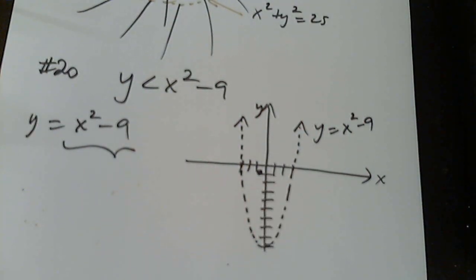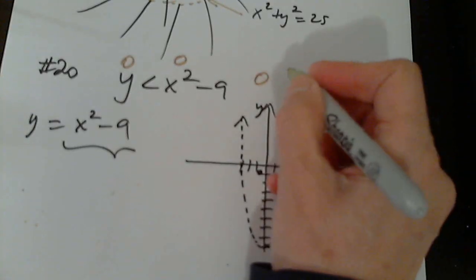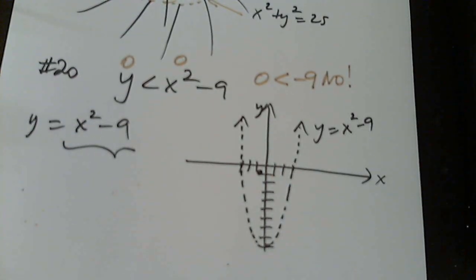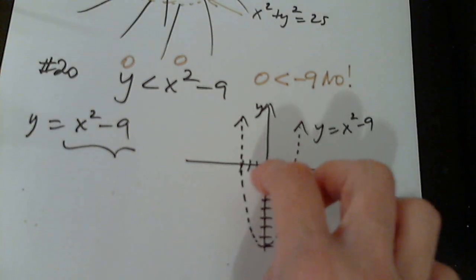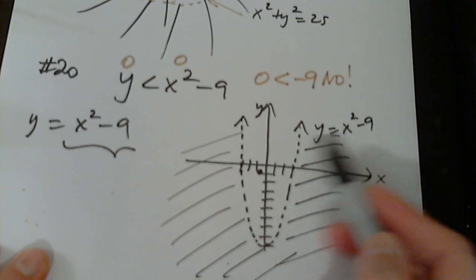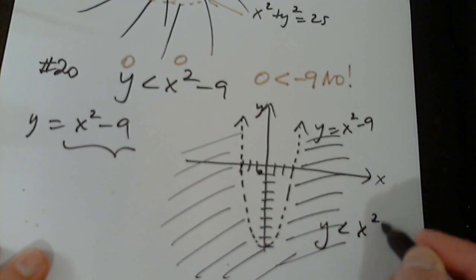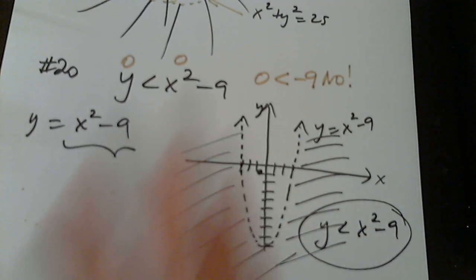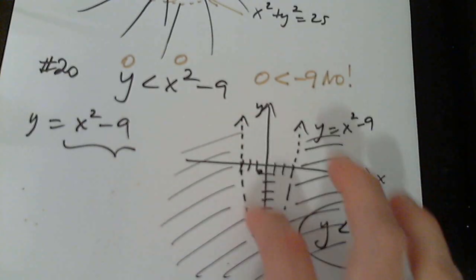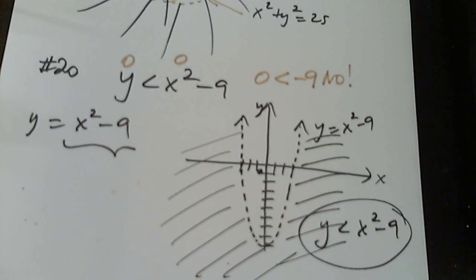I picked the origin, so I'm checking the inner. So (0, 0). 0 less than negative 9? No. Again, I cannot pick the inner where the origin is. I have to pick the outer. So this is y less than x squared minus 9. All the points here verify this inequality. All the points inside do not. Good.